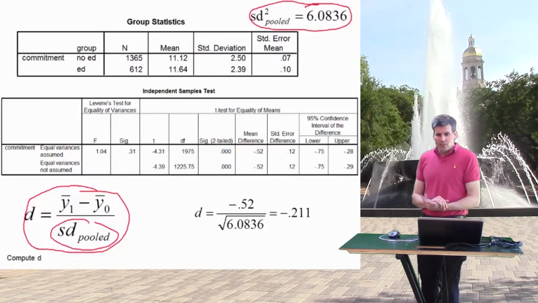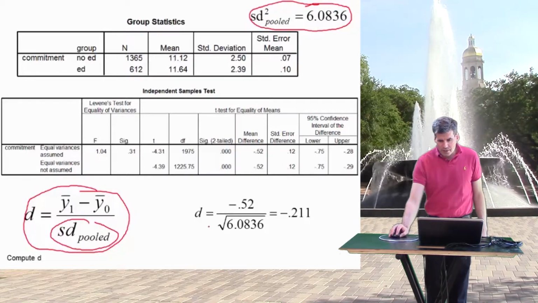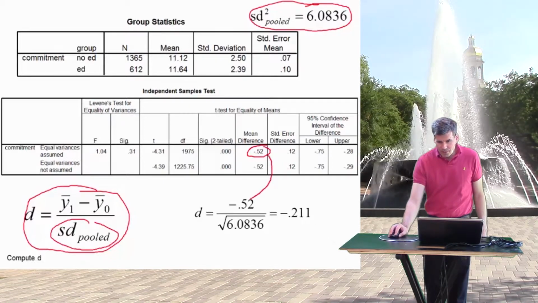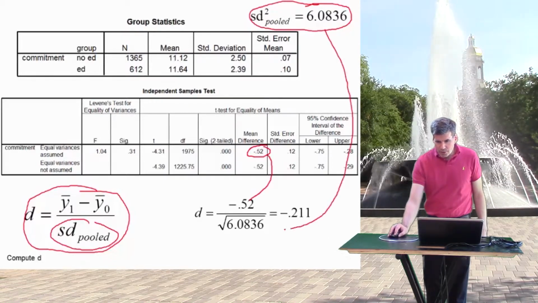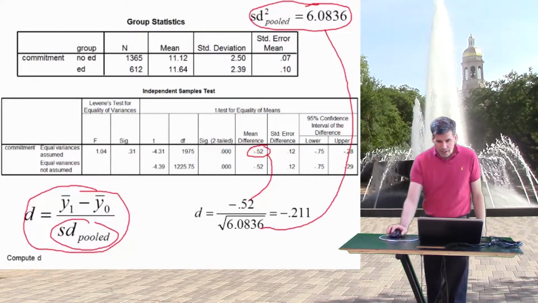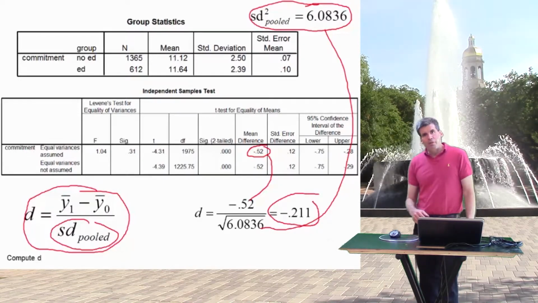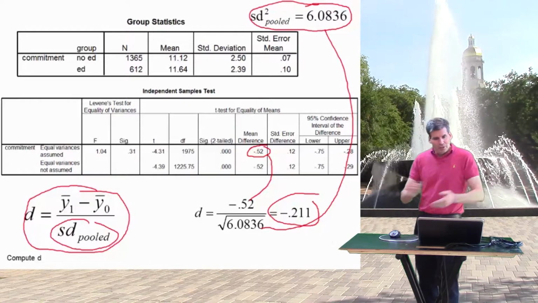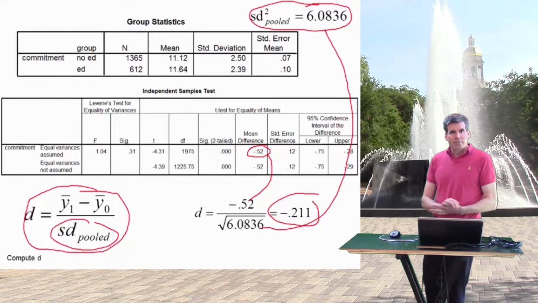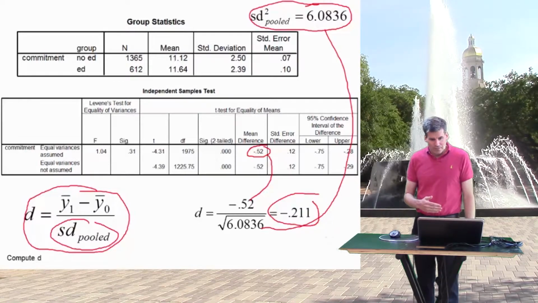But we have that pooled variance, so we just take the square root of that pooled variance, and we have a pooled standard deviation. So for the D statistic, I take my mean difference, negative 0.52, divided by the square root of my pooled variance, which gives me the pooled standard deviation, and I get a D statistic of negative 0.211. Indeed, we were fairly close when I said the D looked like it was about 0.2. And again, that's a very small D statistic. It just barely crosses the threshold of what we might call a small effect.